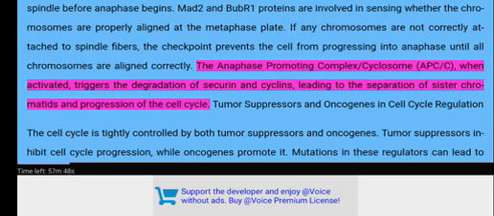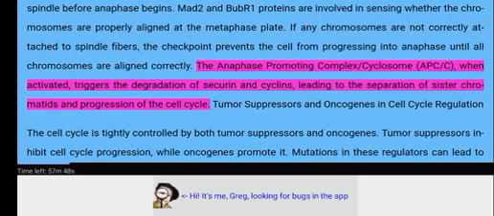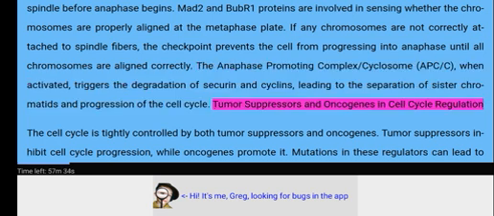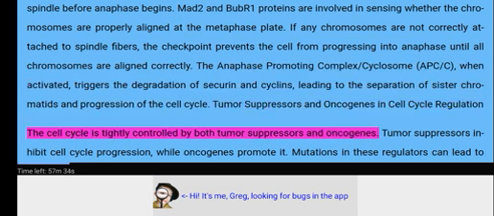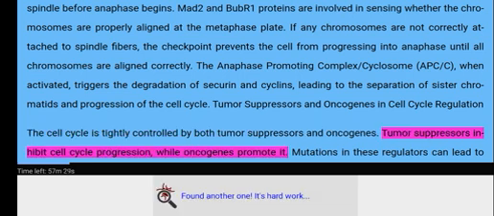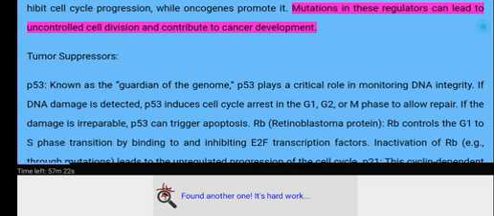The anaphase-promoting complex/cyclosome, APC/C, when activated, triggers the degradation of securin and cyclins, leading to the separation of sister chromatids and progression of the cell cycle. Tumor suppressors and oncogenes in cell cycle regulation. The cell cycle is tightly controlled by both tumor suppressors and oncogenes. Tumor suppressors inhibit cell cycle progression, while oncogenes promote it. Mutations in these regulators can lead to uncontrolled cell division and contribute to cancer development.